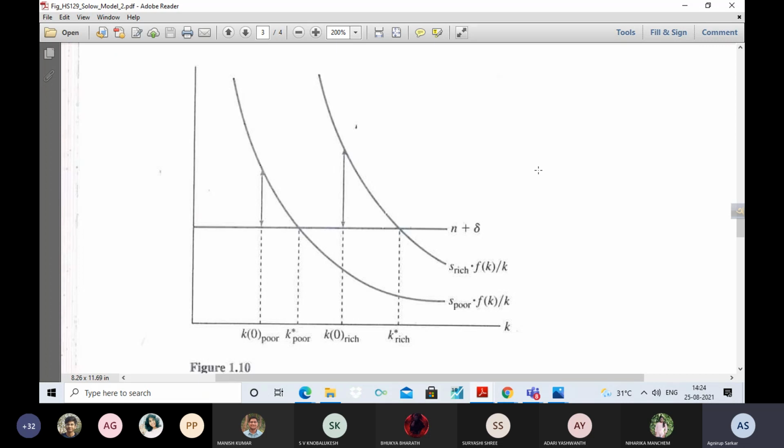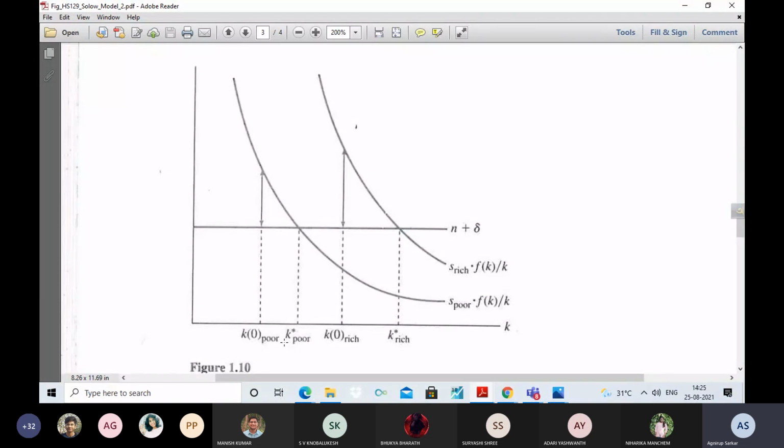Now, our previous analysis implies that differences in saving rates generate differences in the same direction in the steady state values of capital per person. That is, K star poor is not equal to K star rich, right? Since we are starting from different initial capital to labor ratios, the steady states for the two nations would be very different. See, the K star for the richer nation is greater than K star for the poorer nation, right?